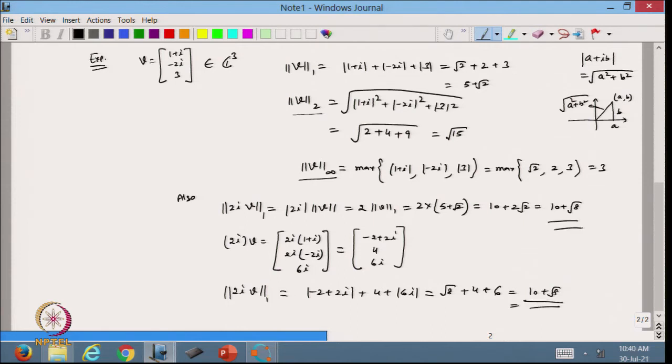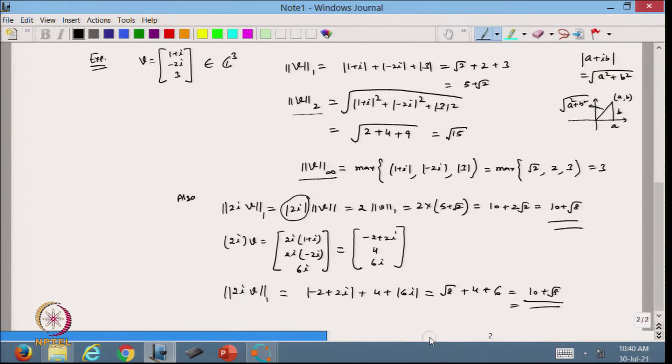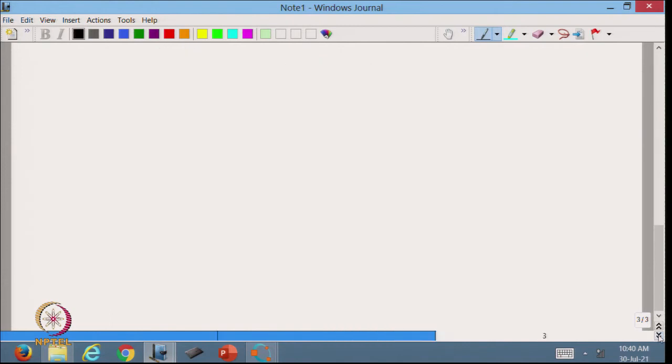So in this case what we have seen is that this modulus value we have to take when we deal with complex numbers. So this is one of the examples we can define in complex vector space.